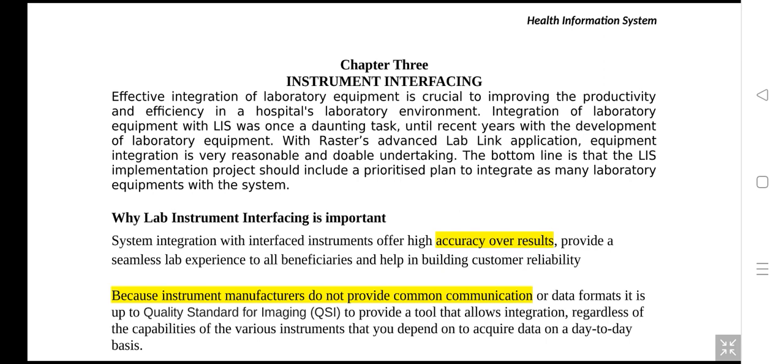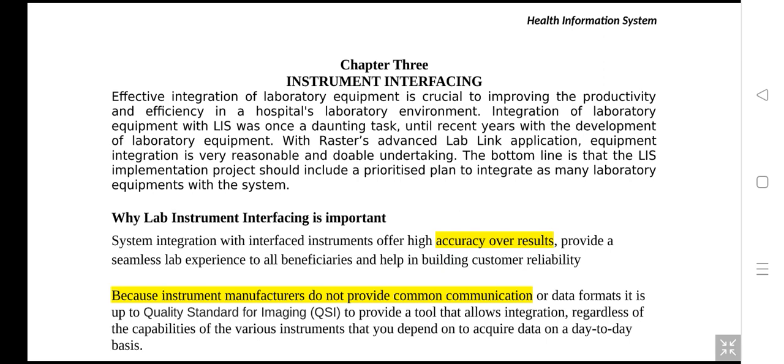Because not all manufacturers provide that, the interface is for the purpose of integration of equipment with the laboratory information system. When we're integrating our laboratory digital equipment with the laboratory information system, we can use the interface.